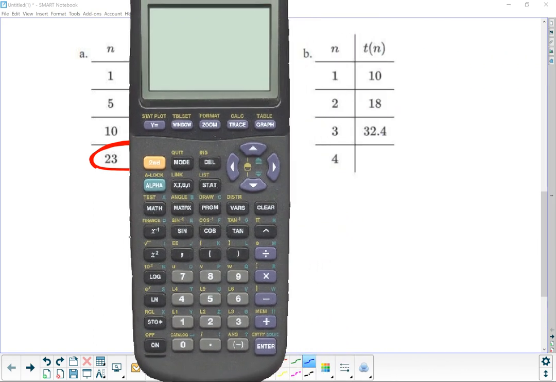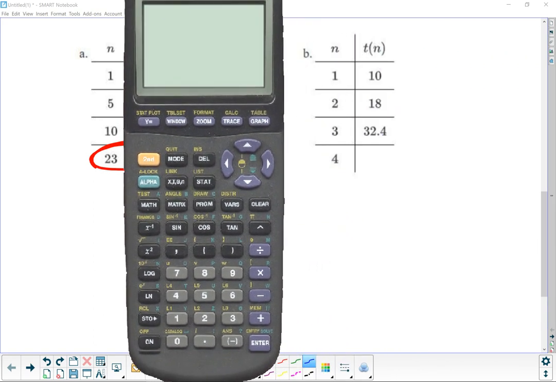Because the calculator is going to help us. Okay, so because it's not adding, and again, we can try this: 18 take away 10, because I want to know what goes on from the 18 to the 10. So that means that I'm adding 8. But if I do 32.4 and I take away 18, that's not going to be 8 again. See that? It's 14.4. So we know we're not adding the same thing.